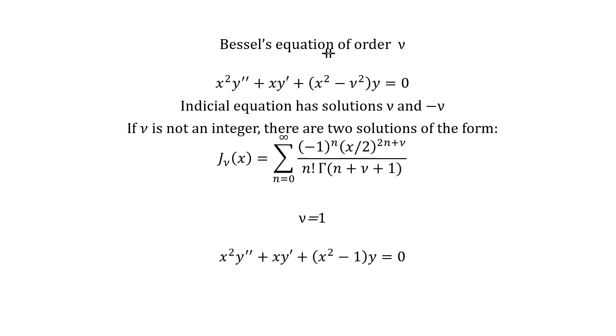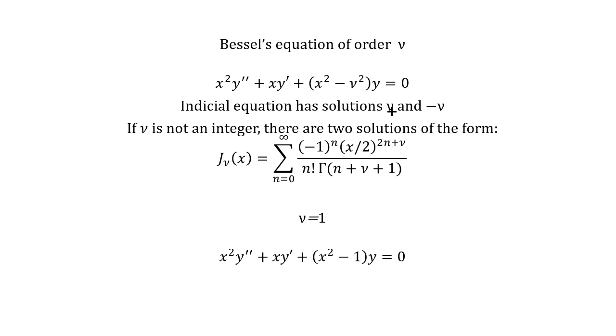Bessel's differential equation of order nu is x squared y double prime plus x y prime plus (x squared minus nu squared) times y equals 0, for some constant nu. This differential equation appears when you try to solve a Laplace equation on a cylindrical domain, and it also appears in many different contexts.